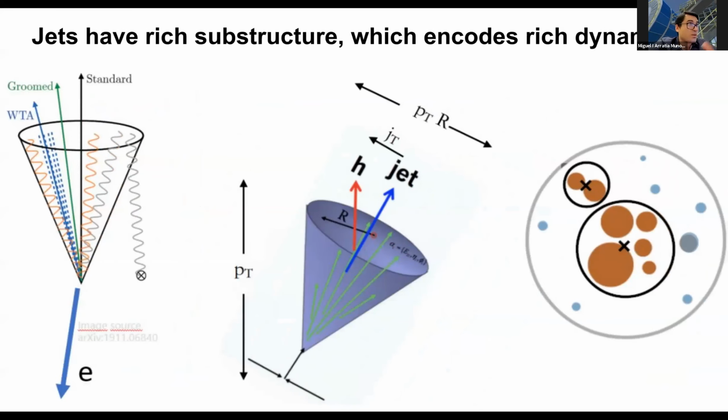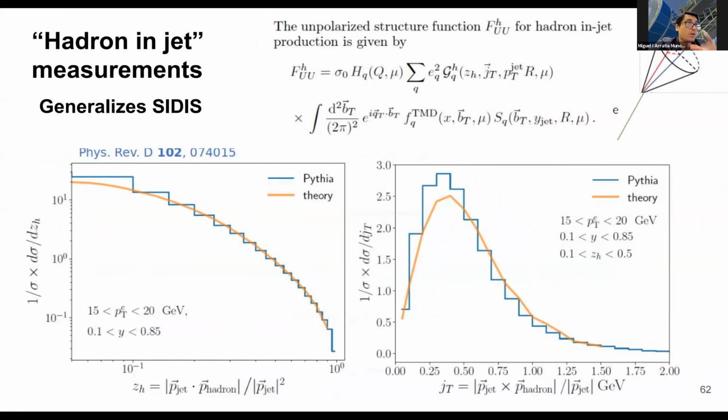I will skip this, but just tell you that, of course, what we plan to do is jet substructure, which encodes quite rich dynamics, in particular TMD dynamics. One of the measurements we plan to do is hadron-jet measurements, which are a generalization of semi-inclusive DIS and will allow us to constrain unpolarized fragmentation functions.